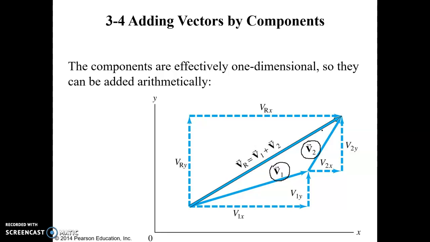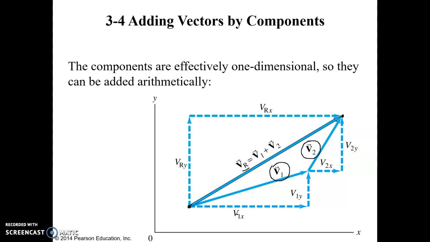It's going to give us this resultant, starting down here and ending up here. The direct line from beginning to end is the result, BR. But how do we quantify this? How do we know what its magnitude is or what its direction is?